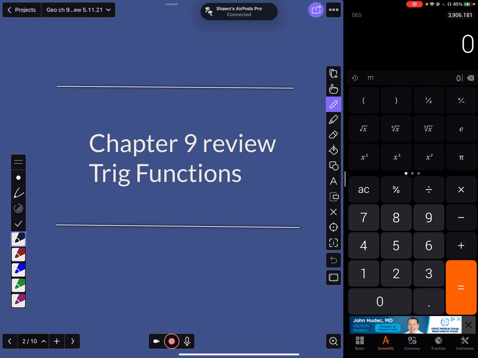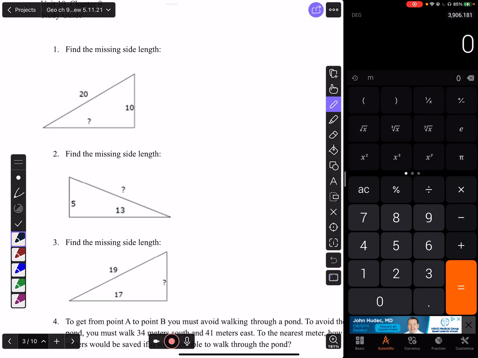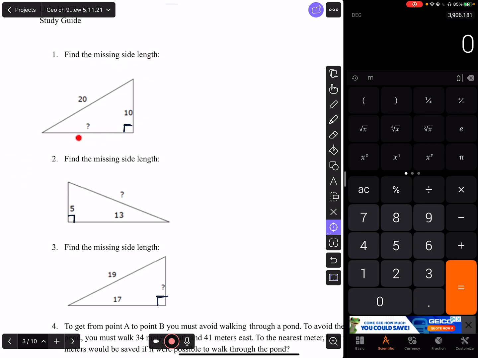This is our Chapter 9 review. Some of this we did yesterday, but I'll run through those problems for anybody who missed them yesterday. These are supposed to be marked as right triangles in all three cases. We know two sides, and we're supposed to find the missing side in a right triangle.